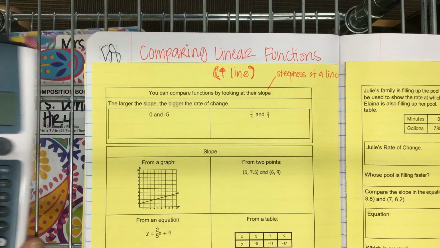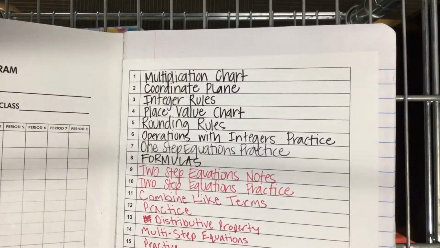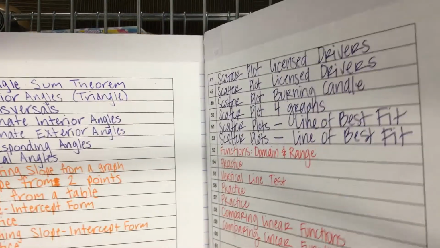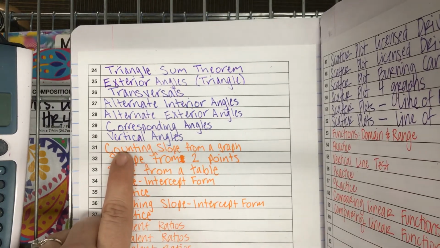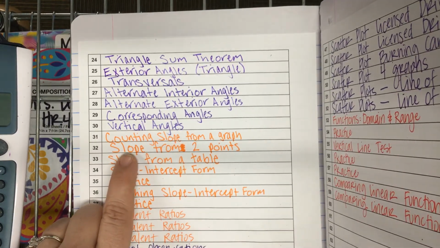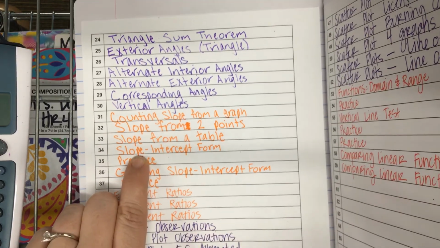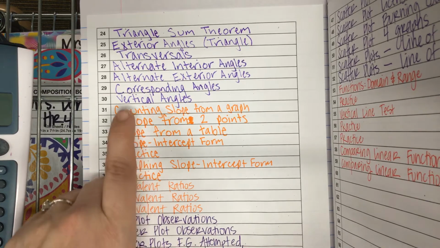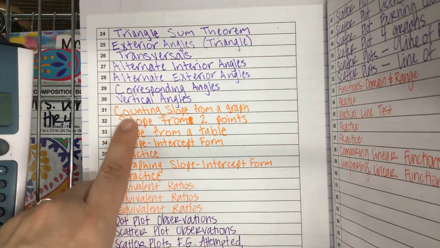So if we look back in our table of contents and I go to slope, right? Counting slope from a graph, slope from 2 points, slope from a table, slope intercept form. These pages are going to be really important to us. Okay?